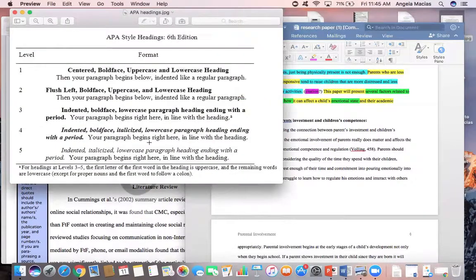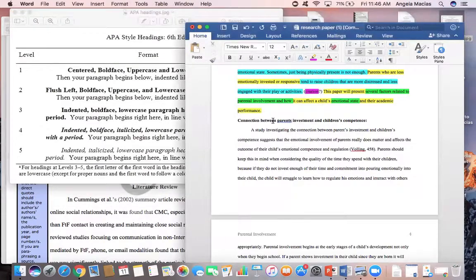So let's take a look at our cheat sheet one more time. Our level 1 is upper and lowercase, bold, and centered. That's not what I see here, so I would need to fix that. I need to center it. I need to use upper and lower case, so every word is going to have a capital letter instead of just the first one. So I'm going to go ahead and fix that. Now I can skip capitals on words like "and," "the," "in," unless it's the first one. I don't need the capital there. So: "Connection Between Parents' Involvement, or Investment, I'm sorry, and Children's Competence."